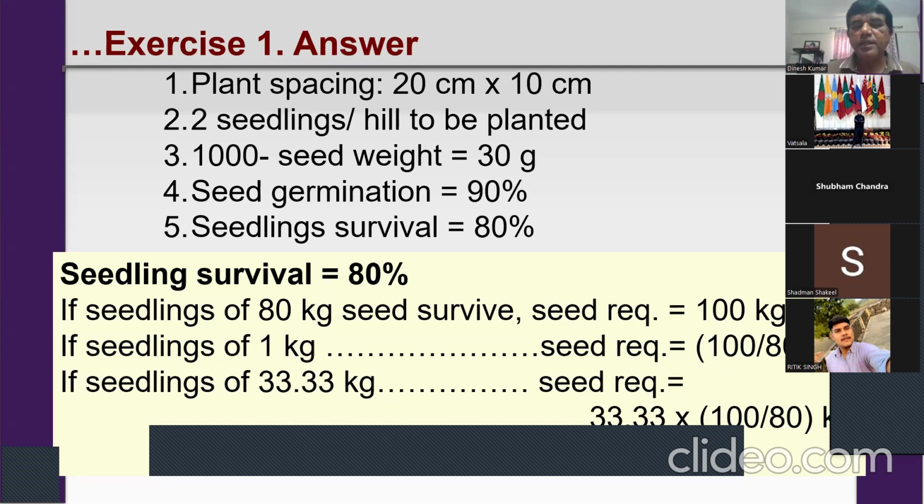If seedlings of 33.33 kg survive, then the seed requirement is 33.33 into 100 by 80. So you will get the seed quantity.